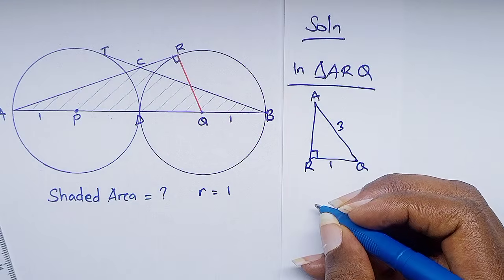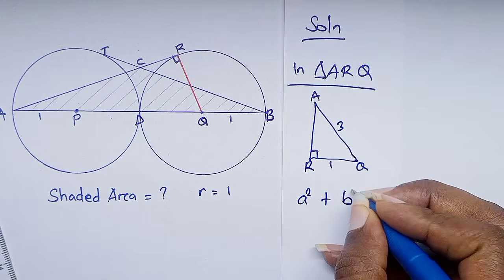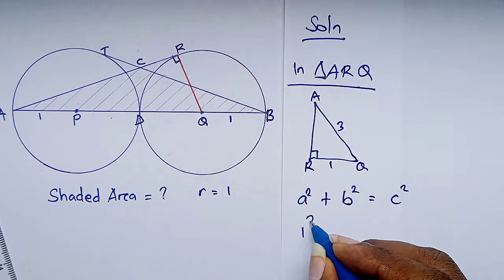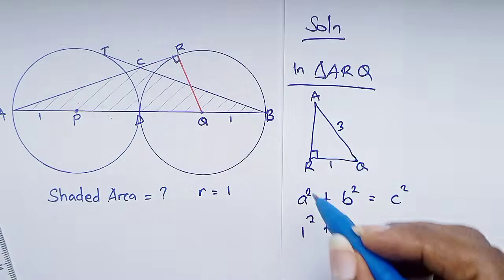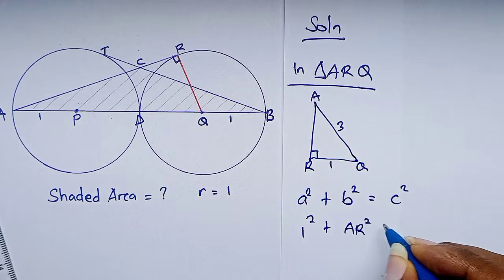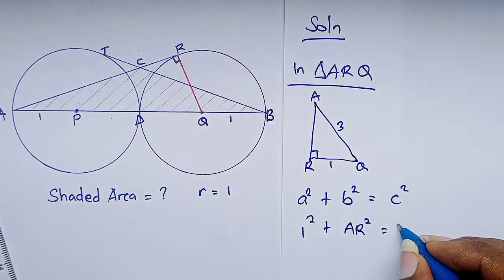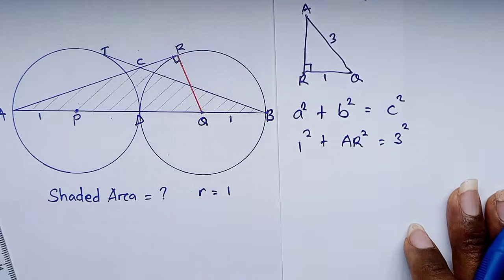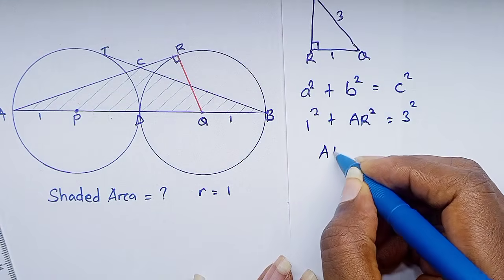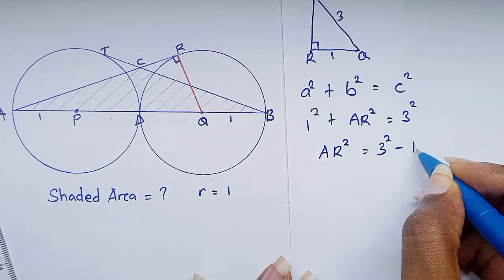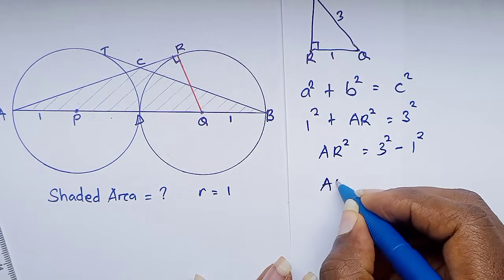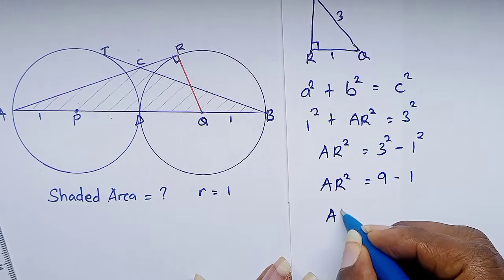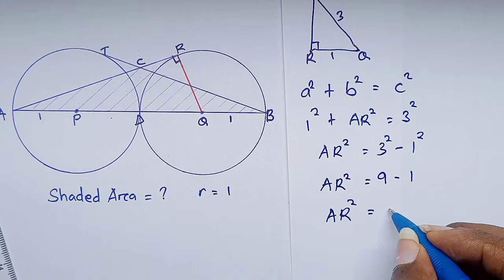So using Pythagoras theorem, a squared plus b squared is equal to c squared. Our a squared is 1, so 1 squared plus our b is AR, so AR squared is equal to our c, which is AQ, which is 3 squared. So we make AR the subject: AR squared is equal to 3 squared minus 1 squared. So AR squared will be equal to 9 minus 1, which is 8.